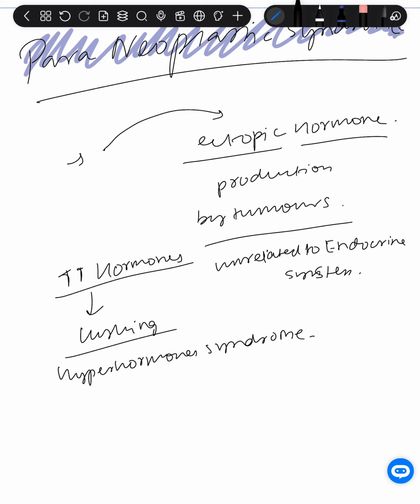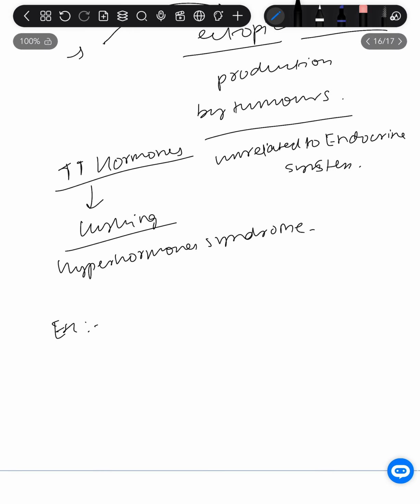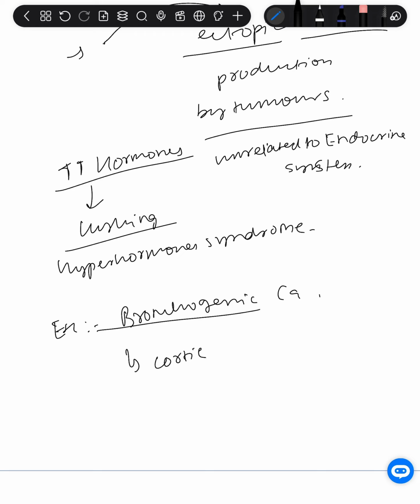Moving on, an example of this is bronchogenic carcinoma. Bronchogenic carcinoma produces corticotropin, PTH-like hormone, parathyroid-like hormone, and hormones like insulin and glucagon. So these will create excess of these hormones. So this is what anaplasia and differentiation is. Now only two subsets are left, which are dysplasia and hyperplasia.